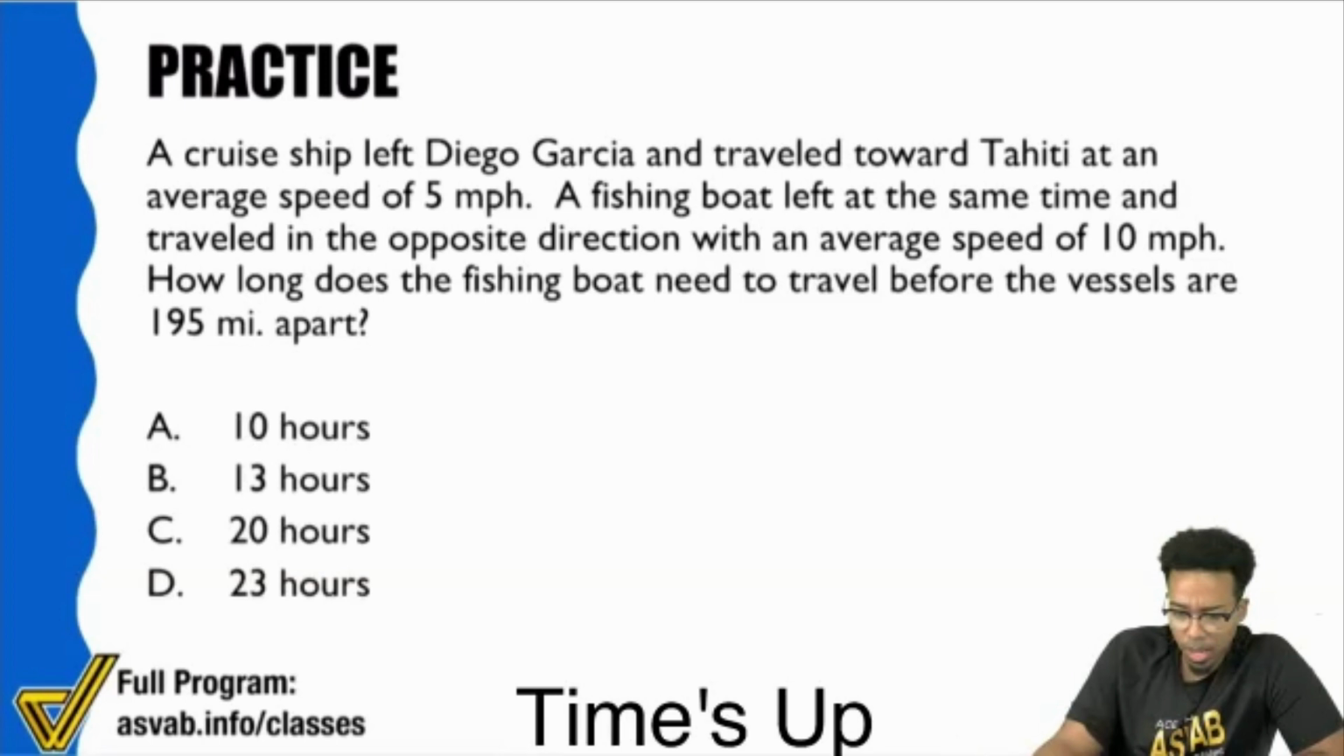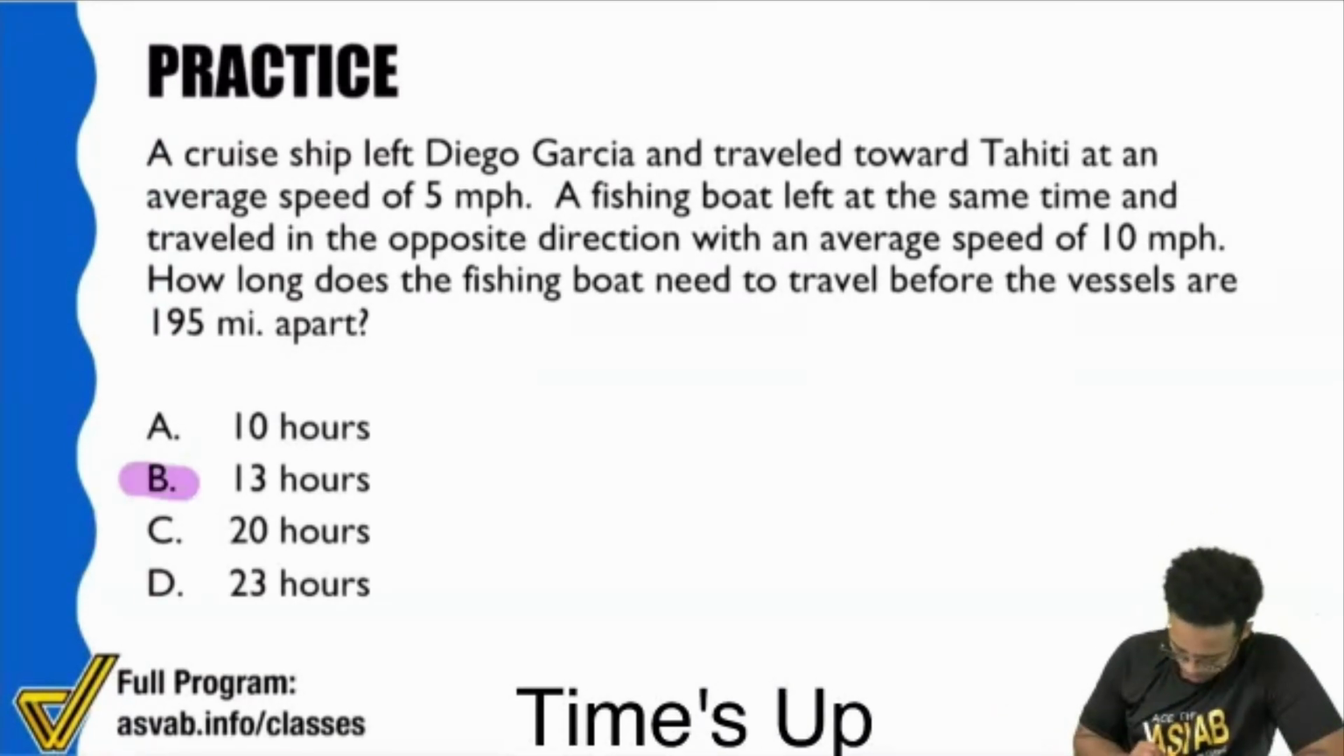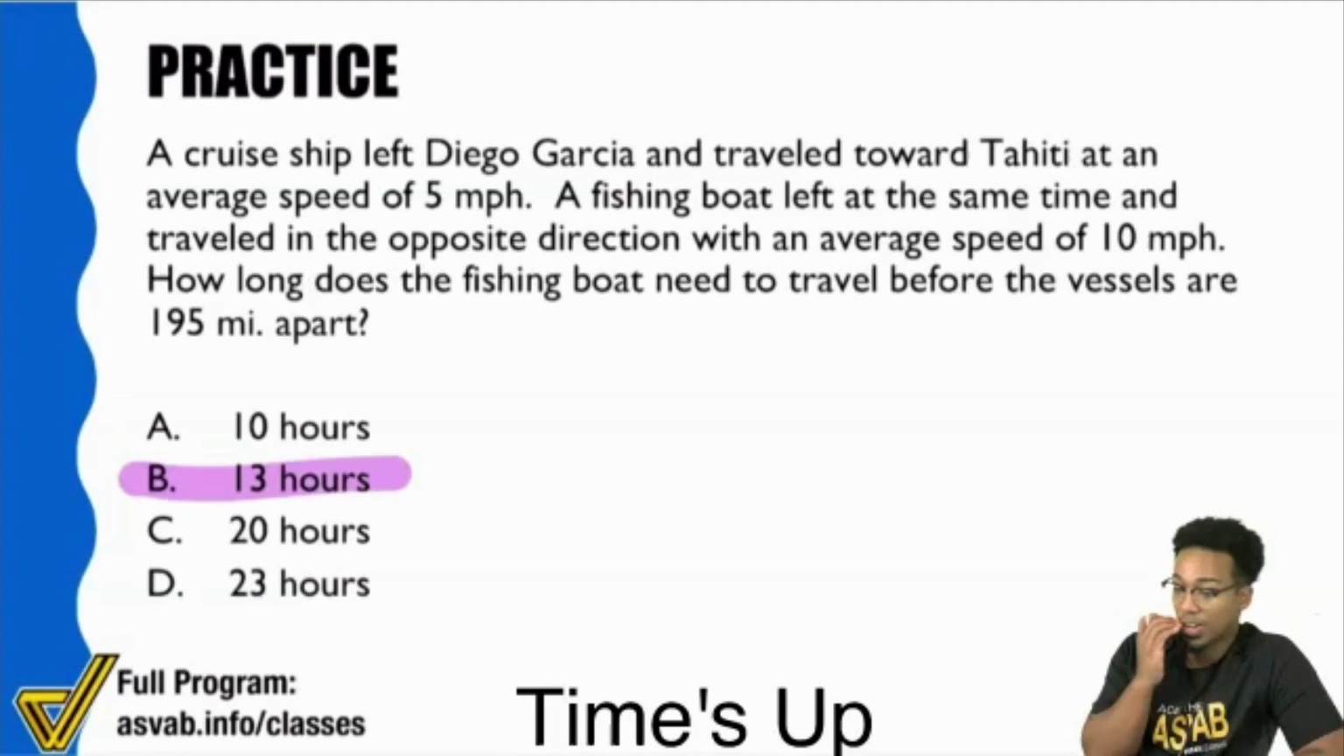So here what we have is 195 miles. They're going in opposite directions, so 15 miles per hour divided into 195. That should give us 10 plus 3, which is 13 hours. Answer is B for y'all right there.